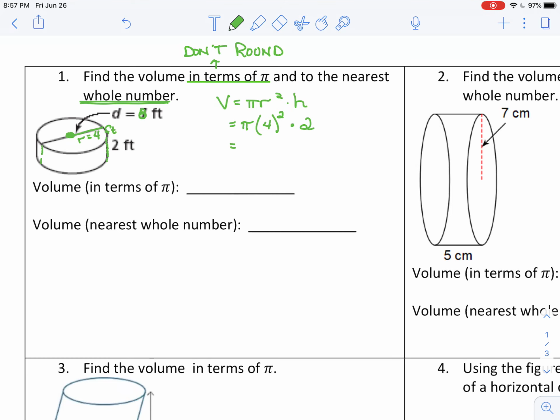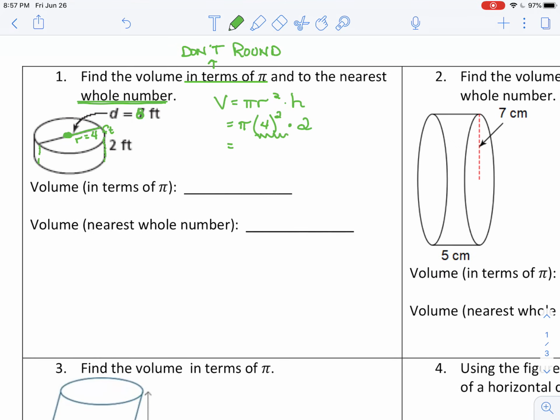It's saying take all of these other numbers and combine them, which means take 4 squared, get 16, and then multiply that by 2. I would get 32 from just the numbers portion. But pi still exists, and I do still want to multiply these numbers together. So what we do for in terms of pi is we just say it's 32 pi. Which is just saying, yeah, I do need to take 32 times pi, but I'm not going to do it yet because I don't want to round my answer.